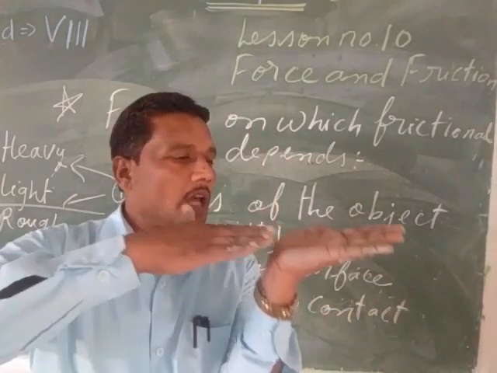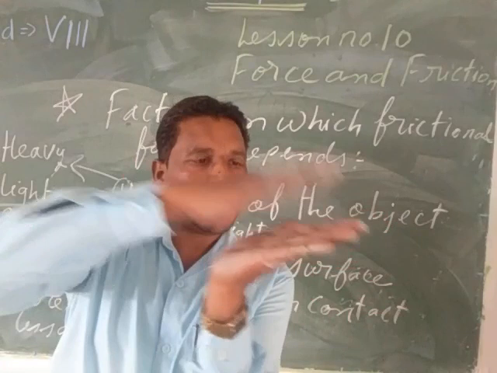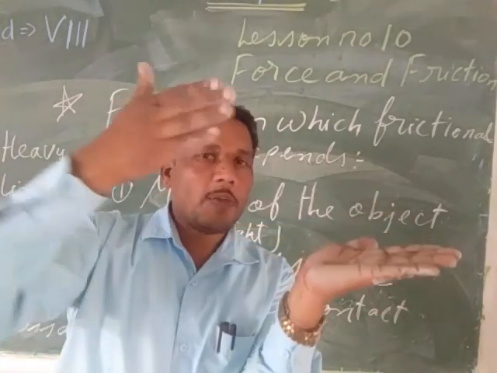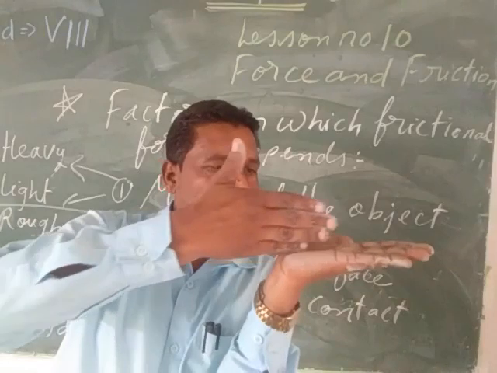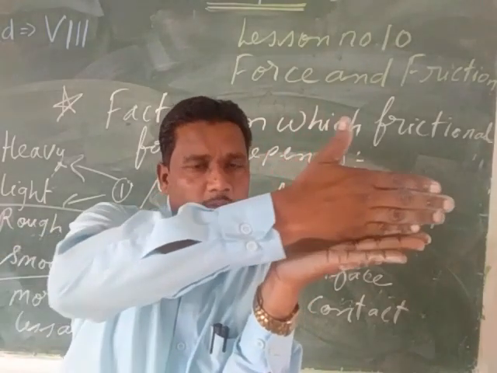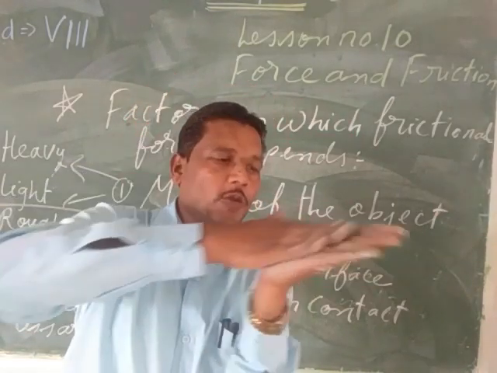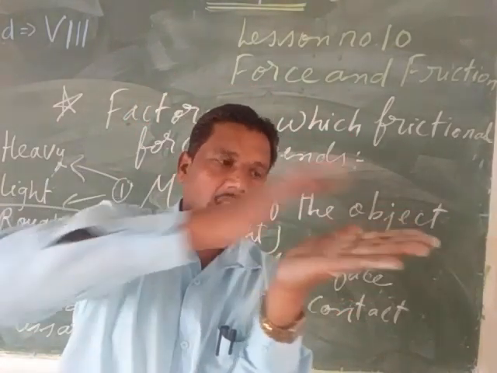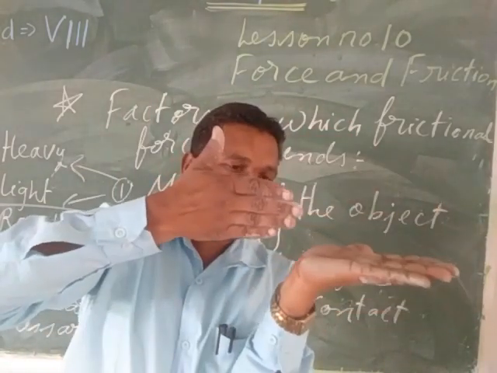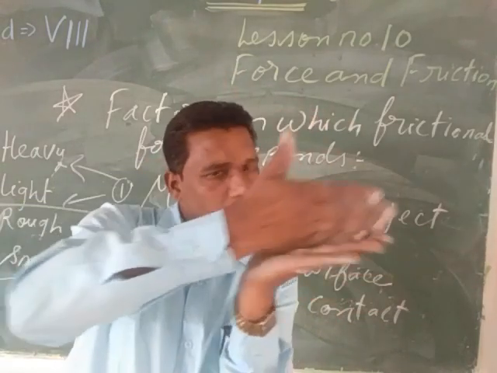Suppose I am moving one palm upon another palm. The area is so big, so more friction will act. Suppose I move this hand like this upon my palm, the area is less. Suppose I am moving both of them like this, then the area of both is more, so more friction will act. Suppose I move this hand this way, then the area is less, so less friction will act.